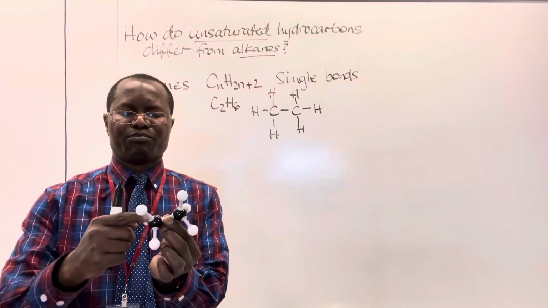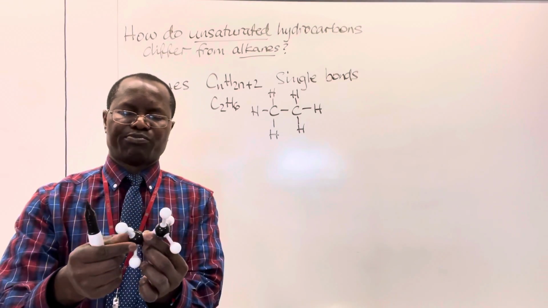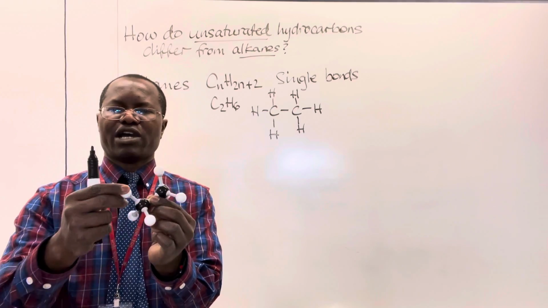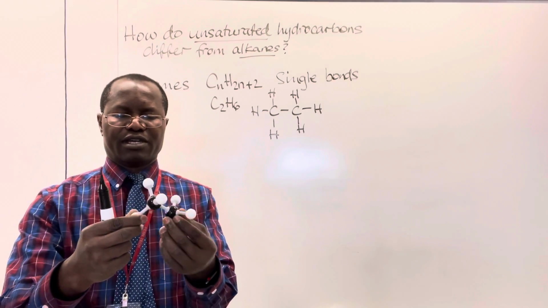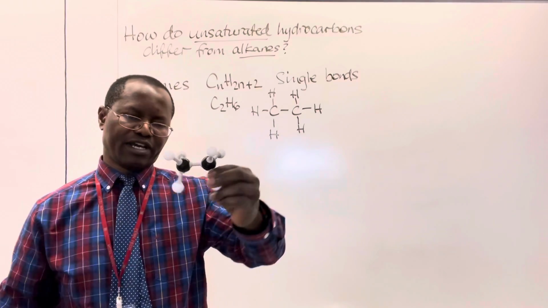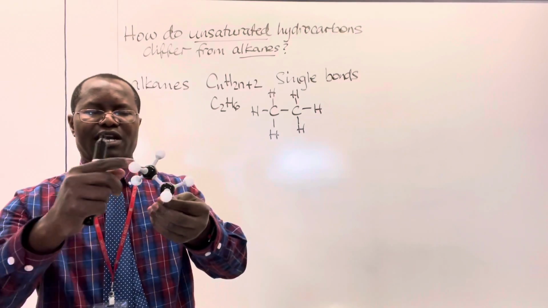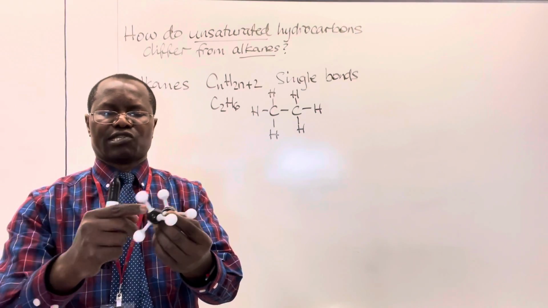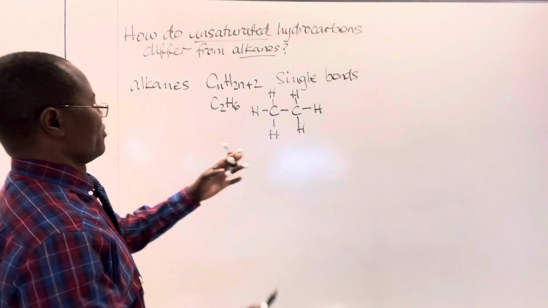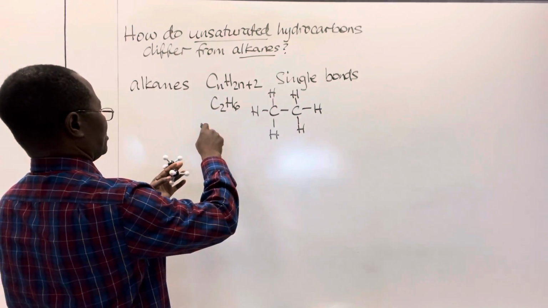Okay, if I use ball and stick to show you, the black balls are the carbons and the white ones are the hydrogens. So the carbons are connected with a single bond, and then we have single bonds between the carbons and hydrogens. This compound is known as ethane.